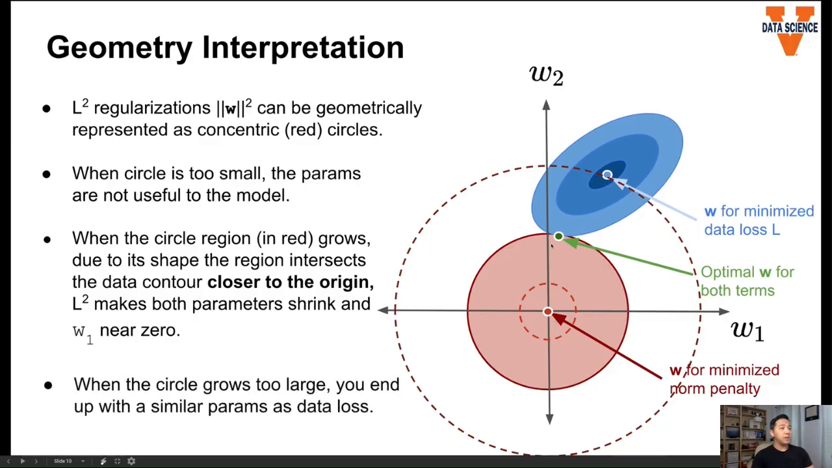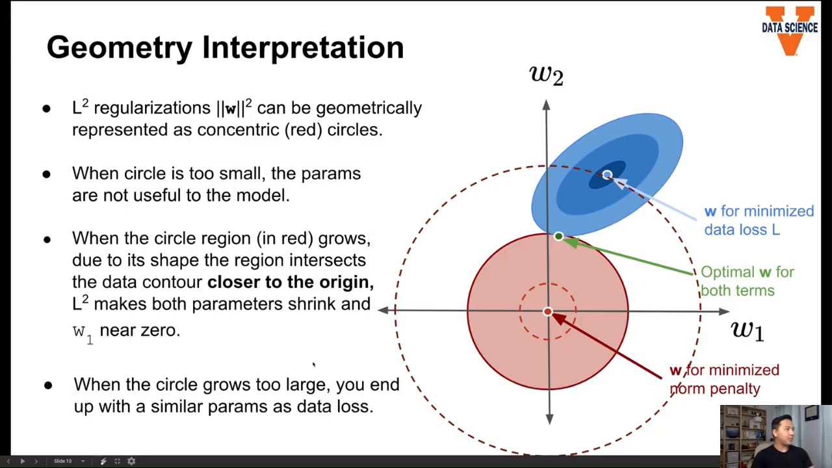And again, if you make the circle too large, you may end up with something similar to the data loss. At that point, your regularization term is too loose, and it's not going to help regulate very well. So hopefully this picture in mind is going to help you see how regularization can help the learning method find a more applicable weight that has better generalization, right? So this part, optimal for both terms, would certainly be better than just the data loss because it also has some constraint on the parameters, so it won't overfit to this data alone.